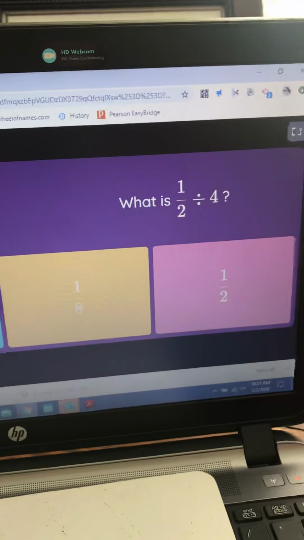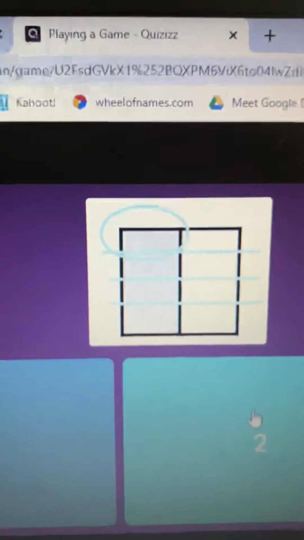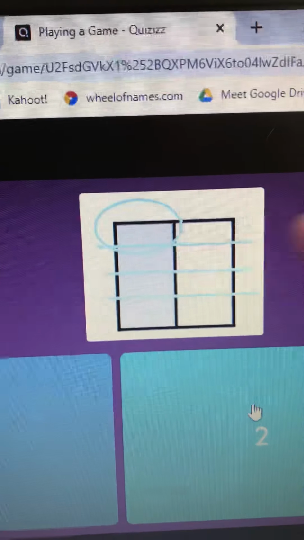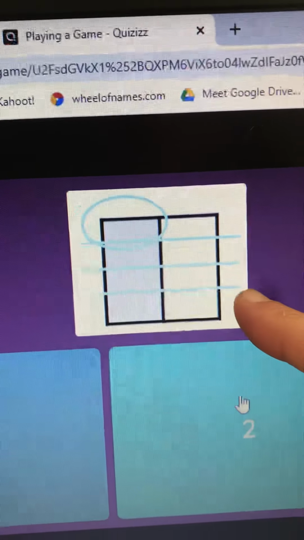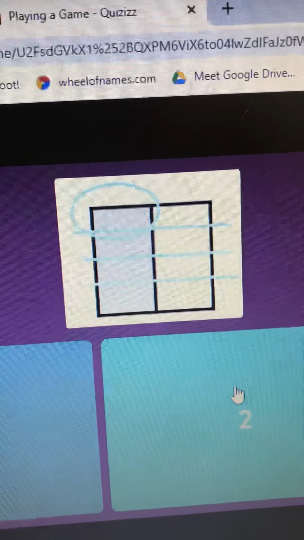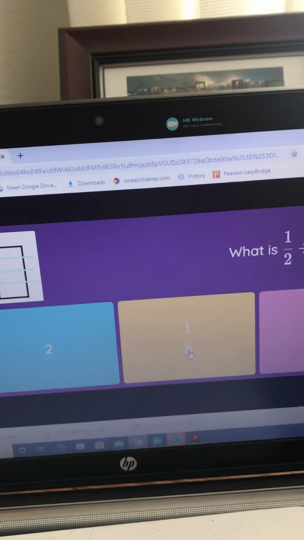Number 4, what is 1/2 divided by 4? Similar picture where I have half shaded in. I've divided it horizontally into 4 groups. This box represents 1 out of 8, or 1/8 is our quotient.